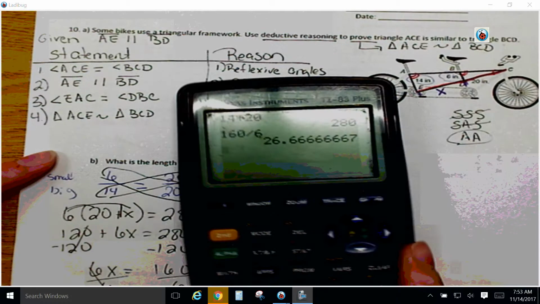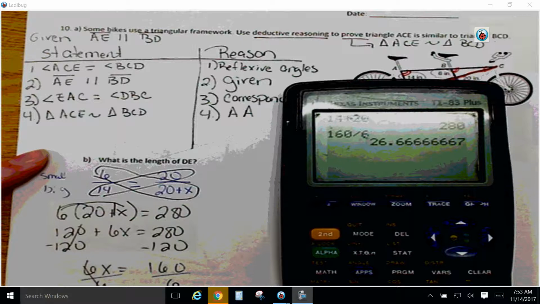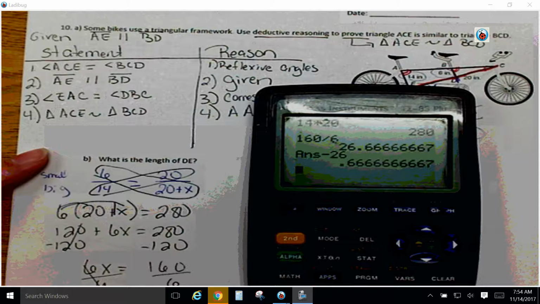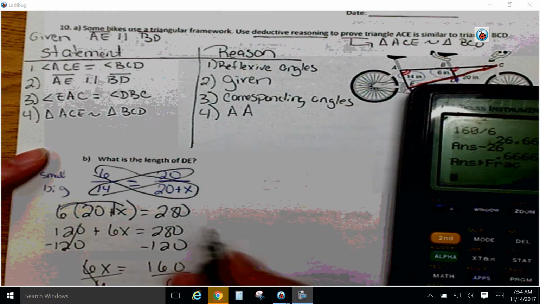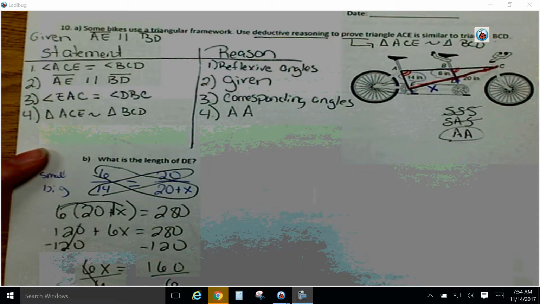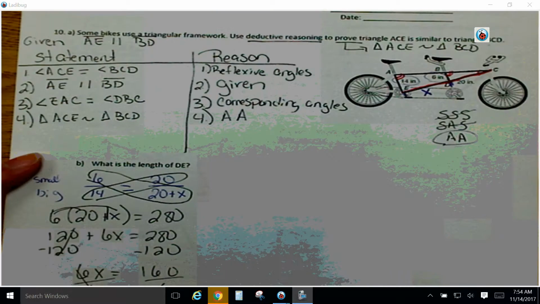Okay. So I'm going to turn that decimal into a fraction. So I'm going to minus the 26 off of there. And I'm just going to have a repeating 6. Then I'm going to hit math, enter, and that turns it into 2/3. So 26 and 2/3, what? What are we talking about? Well, you can see here that all of these were inches, so this one is also inches.